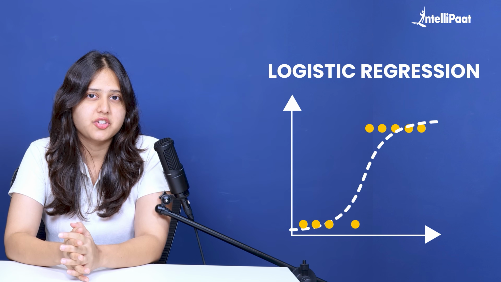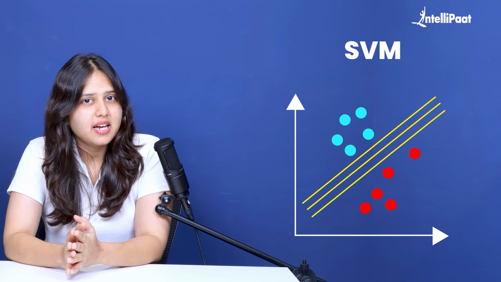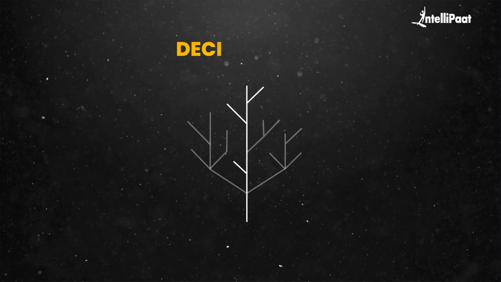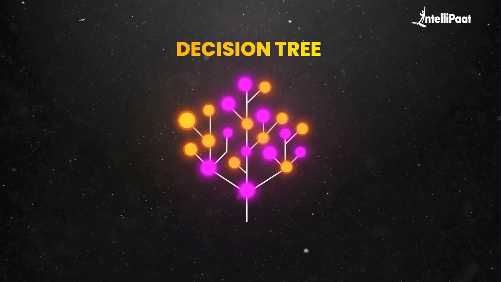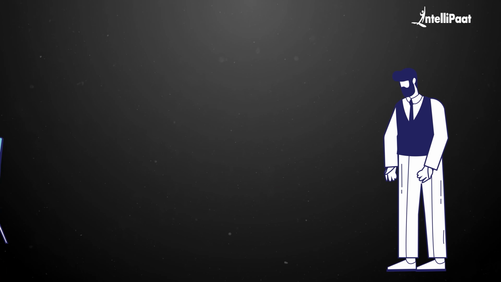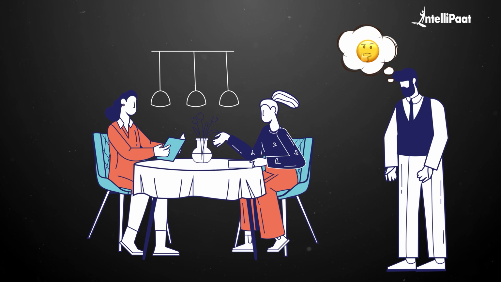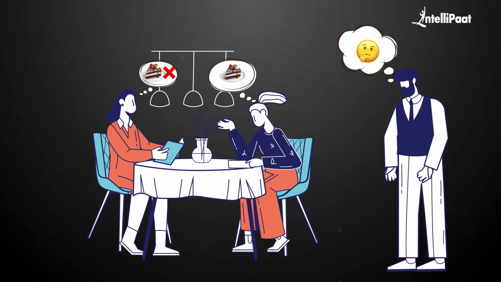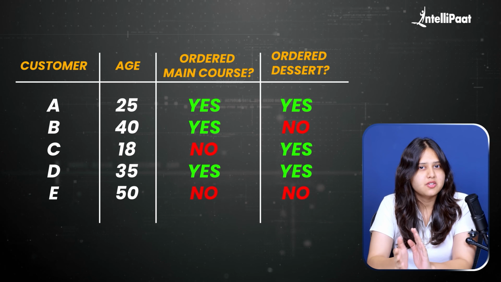So far, we've explored linear regression, logistic regression, and SVM. Now let's dive into another powerful algorithm, decision trees. So let's break it down with a simple example. Let's say there's a restaurant owner and he wants to predict whether a customer will order dessert or not. He has collected some data based on the past orders.